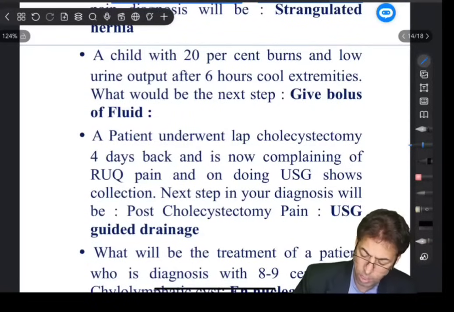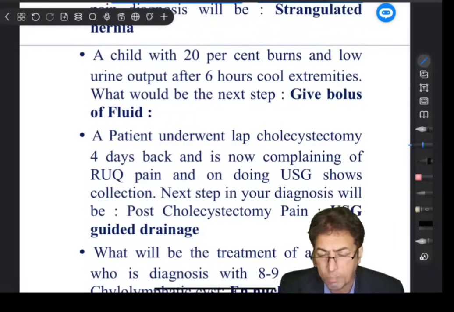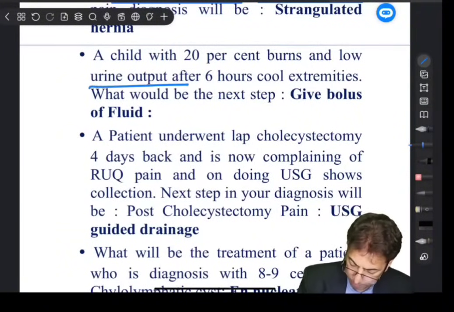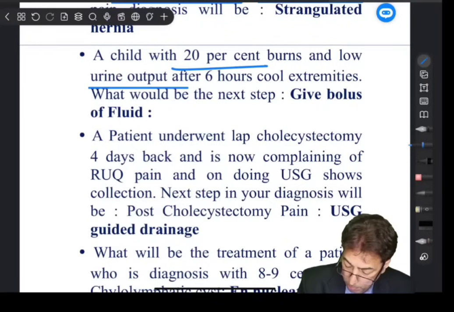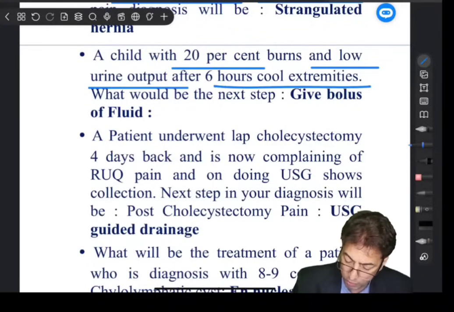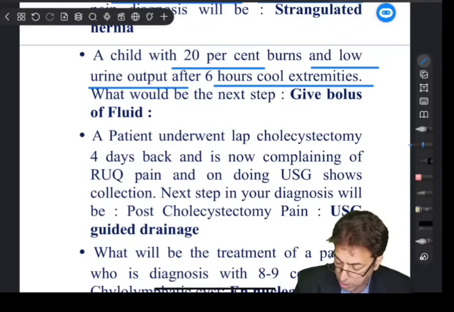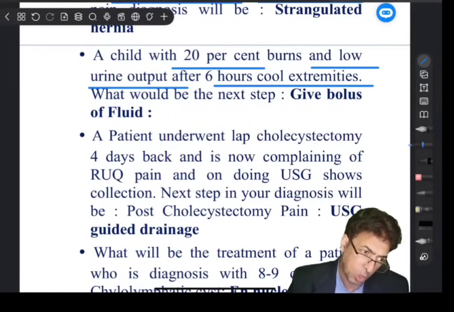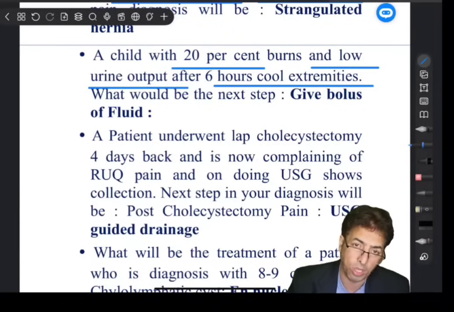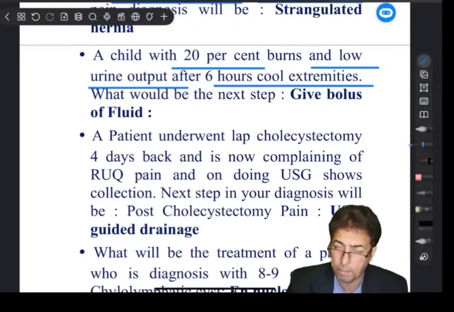Then there was a question based on burns, and the child presented with massive burns. He was dehydrated, with 20% burns, which is a significant major burn, and low urine output. Urine output was low after 6 hours, and he had cool extremities. That means he might be going into a state of shock. So what would you give? The first option is wait and watch. No, that can't be a policy. Second, a conservative approach is not there.